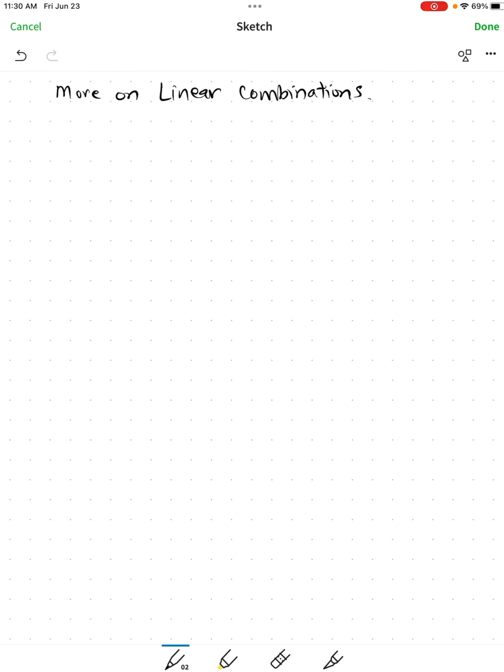And we saw how to translate this question, how to tell whether a vector is a linear combination of some other vectors, by rewriting it as a system of linear equations and then seeing whether or not that system has a solution. So let's look at another example. But before we do that, we're going to introduce a vocab term called the span. So let's look at a definition.